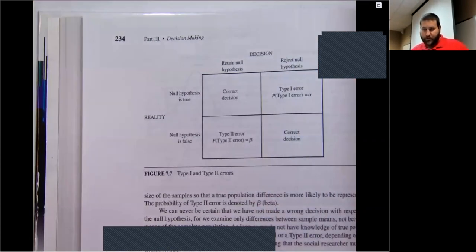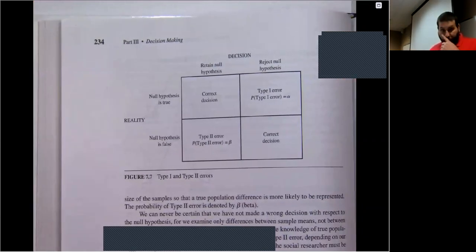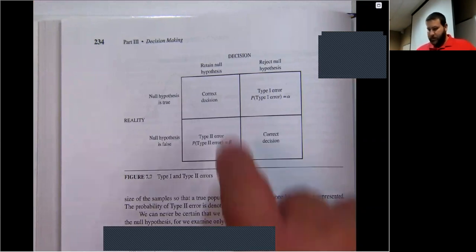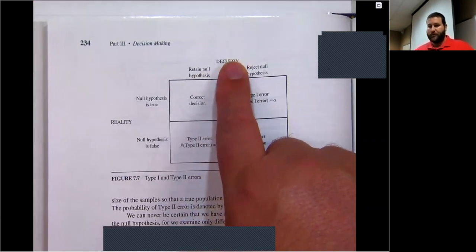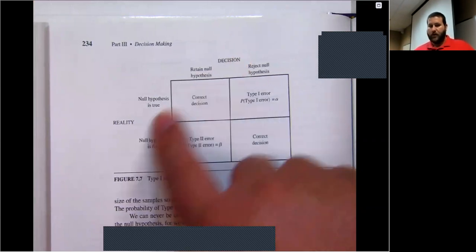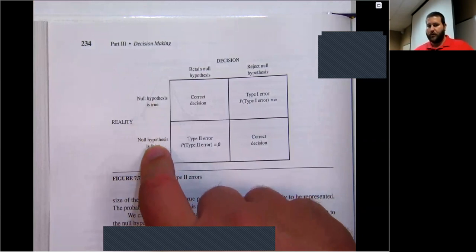here you're looking at the decision matrix on page 234. And as we said, they have a decision to retain. This would be the decision that you as a researcher make, right? Over here in reality is the actual state of the null. Either it's true or it's false.